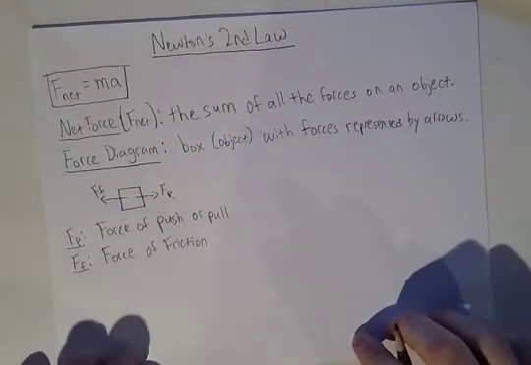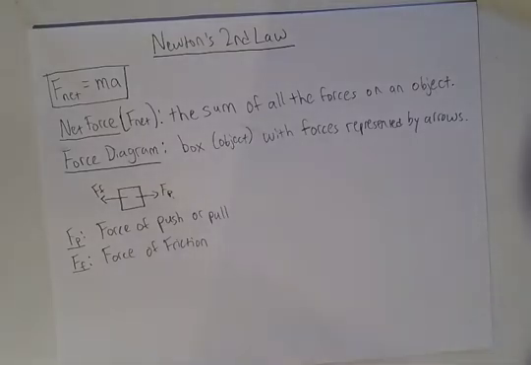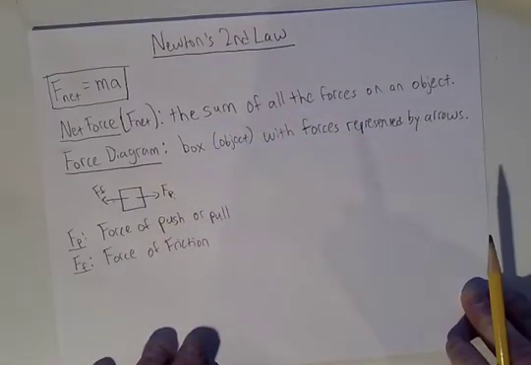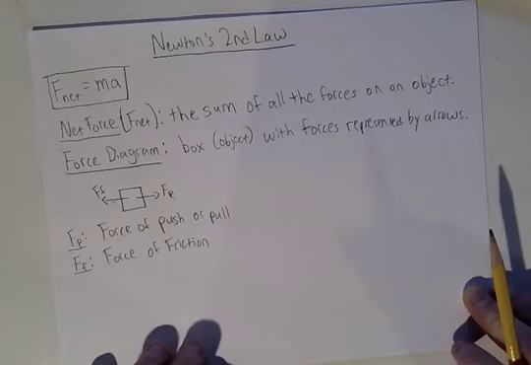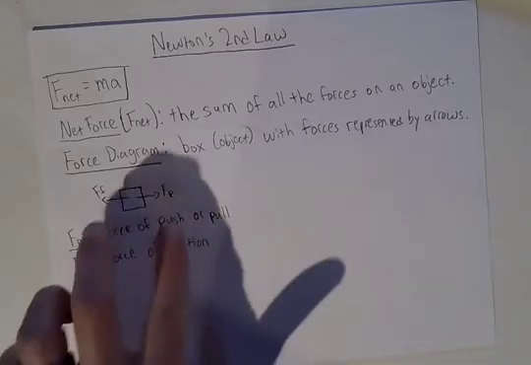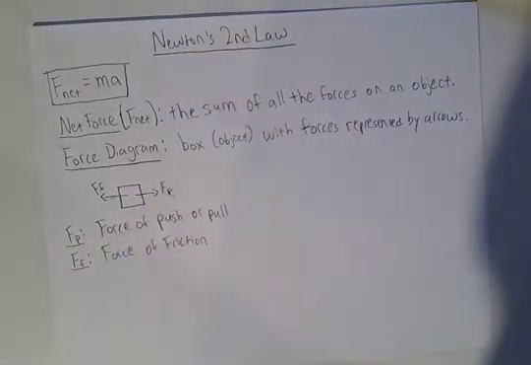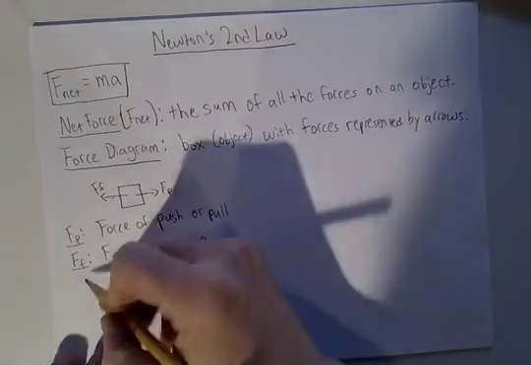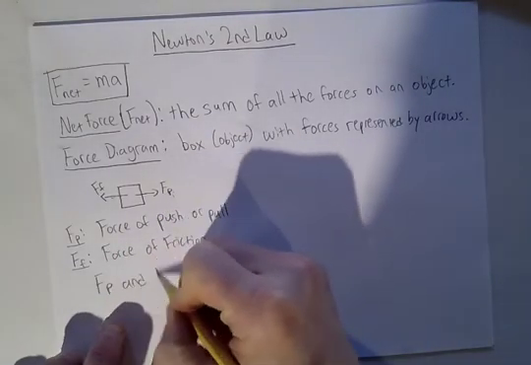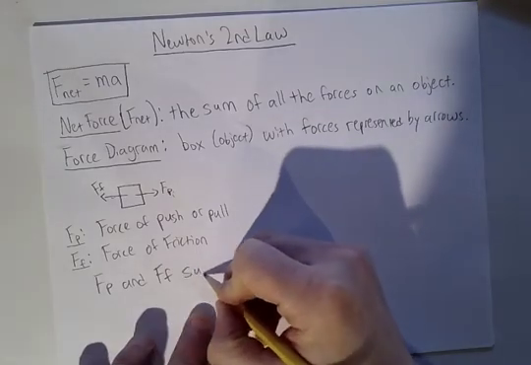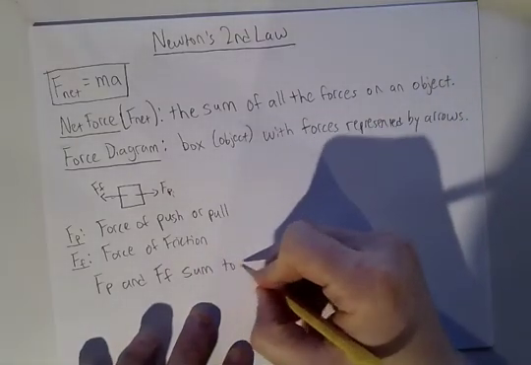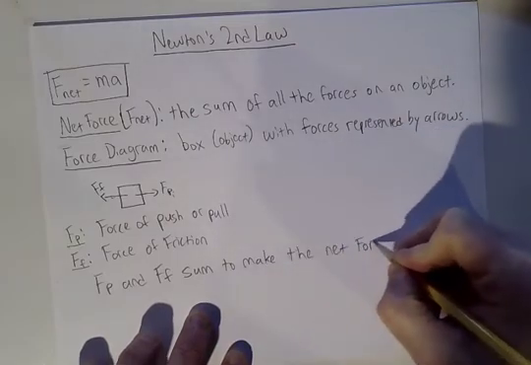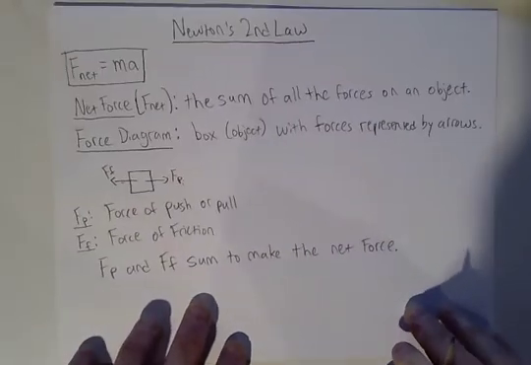Okay? So in our force diagrams for all of our problems, FP will be to the right, speeding up the object. FF will be to the left, slowing it down. The push and friction are working against each other. And those two forces are going to add up together. They're going to make the net force, the overall force on the object. So let's write that down. FP and FF sum, remember sum just means add up, to make the net force.